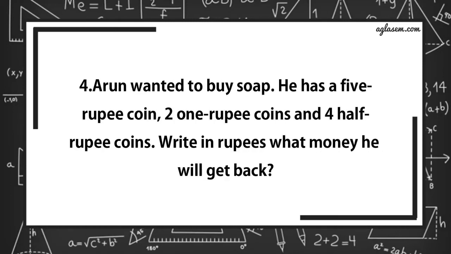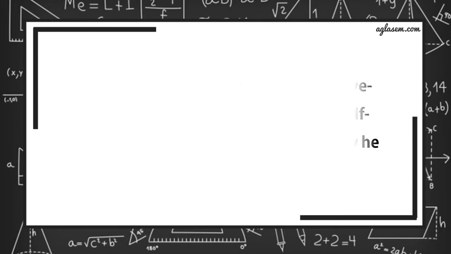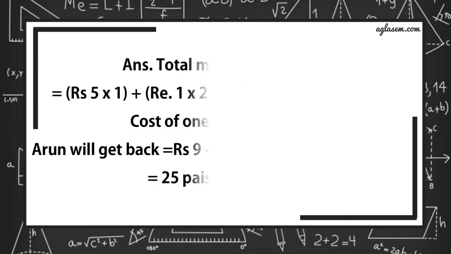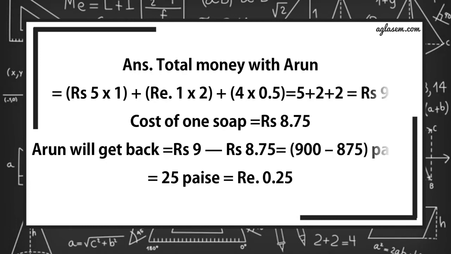Further, question number 4 says, Arun wanted to buy soap. He has a 5 rupee coin, 2 1 rupee coins and 4 half rupee coins. Write in rupees what money he will get back. Answer is, total money with Arun is equal to 5 into 1 that is 5, plus 1 into 2 that is 2, plus 4 into 0.5 that is 2. So by adding all we will get rupees 9.